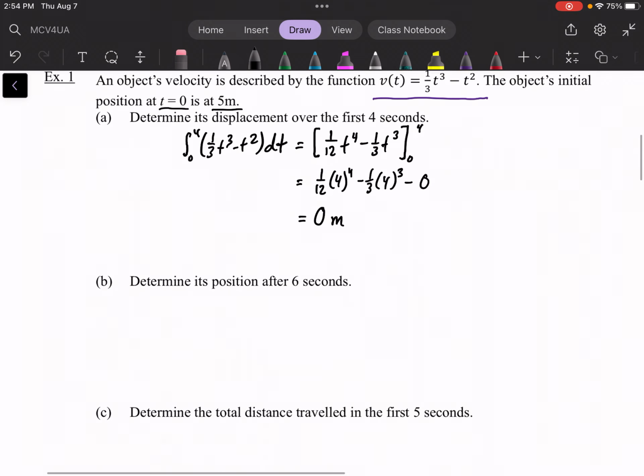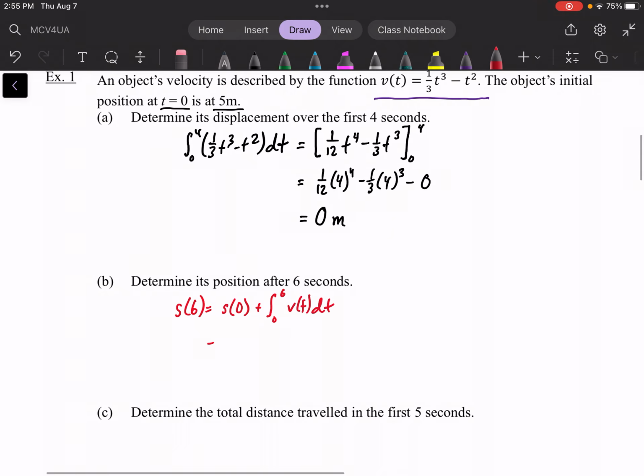Now determine its position after 6 seconds. If we want to find its position after 6 seconds, we're looking at s at 6, which is s at 0 plus the integral from 0 to 6 of v of t dt. This first value is going to be 5, because we know that was the original value at the beginning.